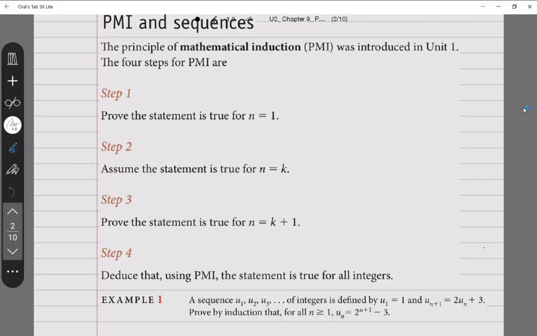I don't like "for all integers" here, unless you're going to say for all positive integers. I would prefer if you say for all what? Natural numbers.